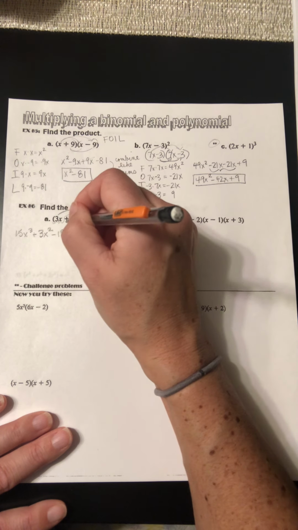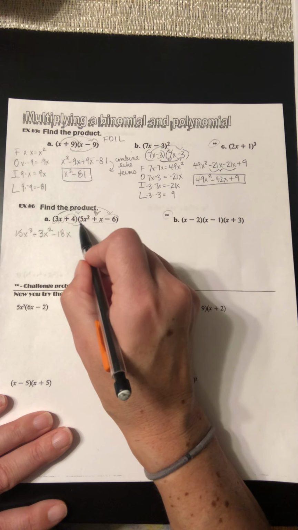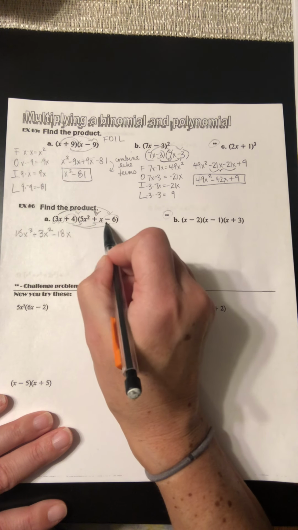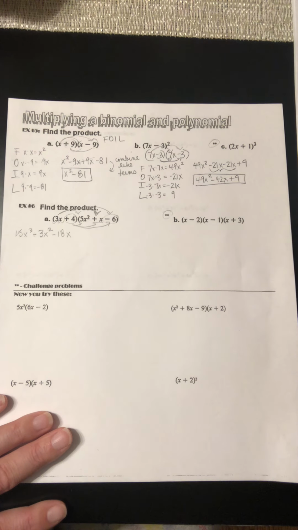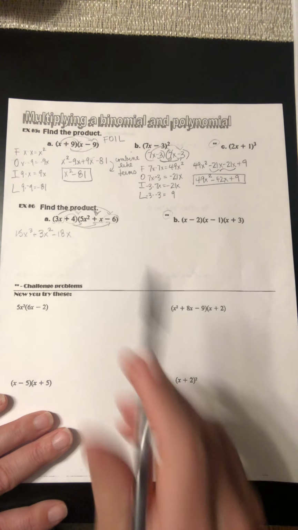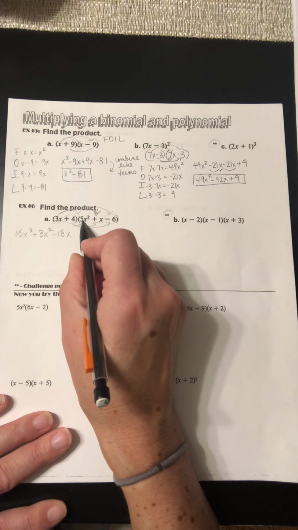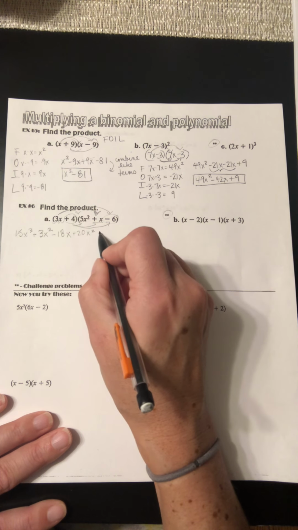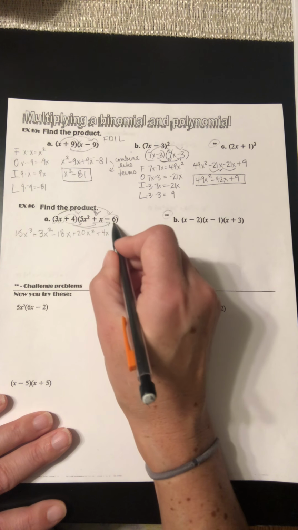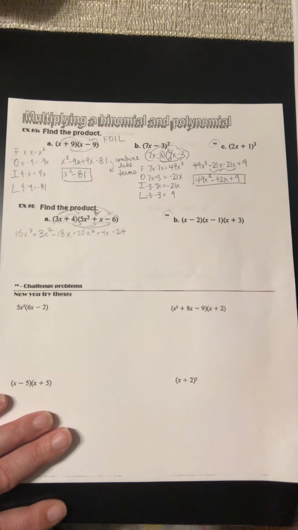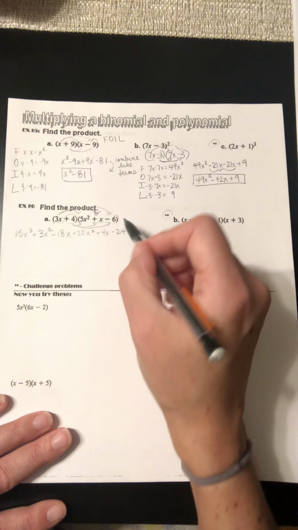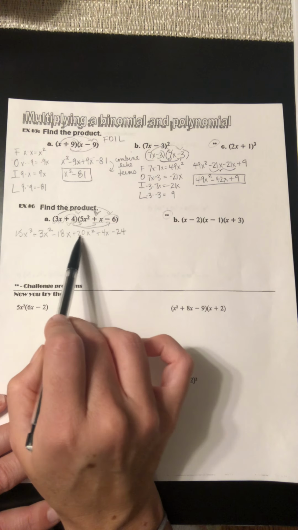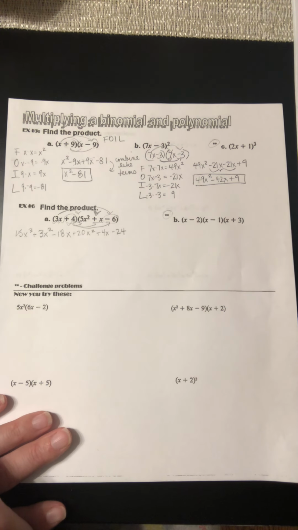Now I have to do that again, except I'm distributing the 4, okay? So I'm going to get another 3 terms, okay? So 4 times 5x is 20x squared. Then 4 times x is 4x. And then 4 times negative 6 is negative 24. So I should have another 3 terms for a total of 1, 2, 3, 4, 5, 6, okay?